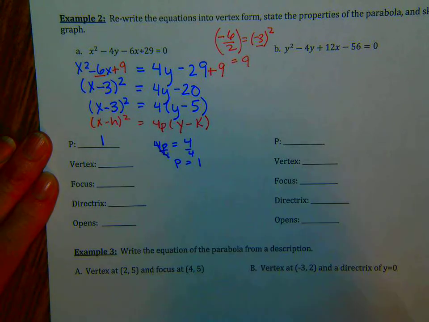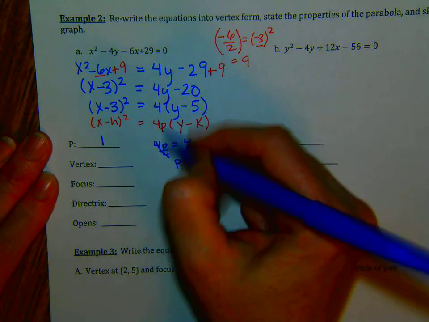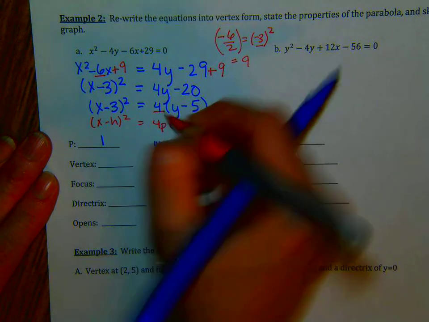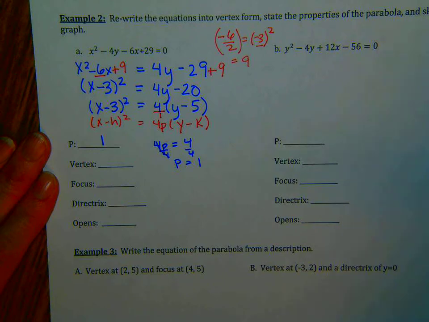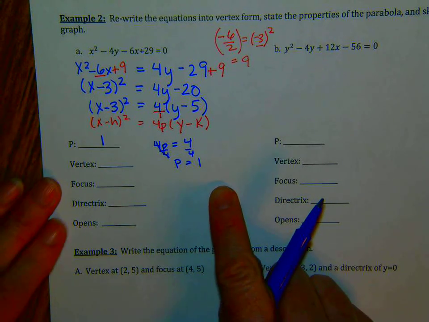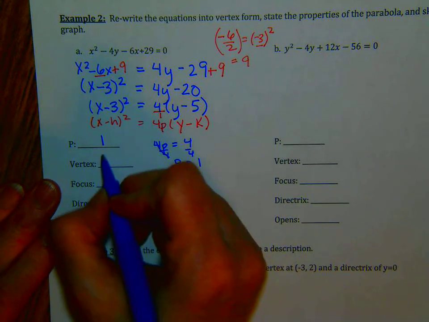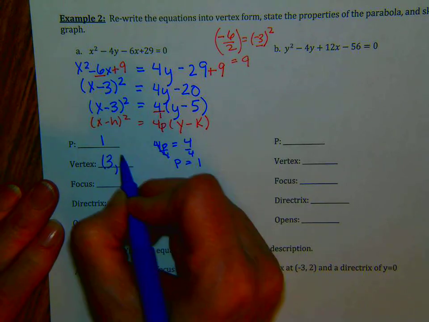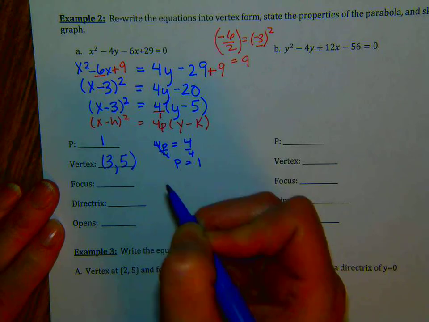P is 1. See how I did that? I know that 4p equals 4. These two, set these equal to each other, and I can solve p as 1. Okay, what is my vertex? My vertex is h, k. X minus h, y minus k: 3, 5.